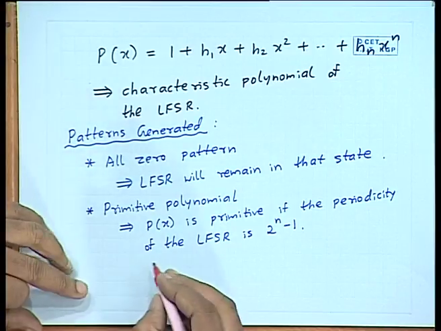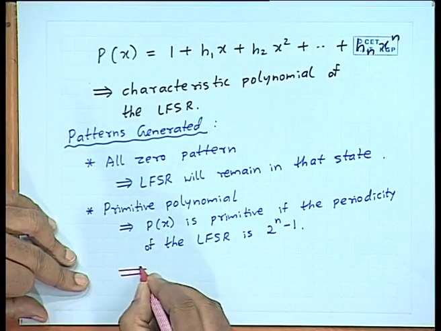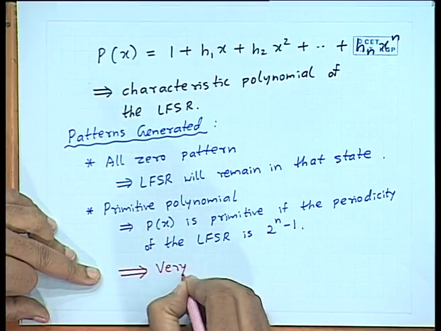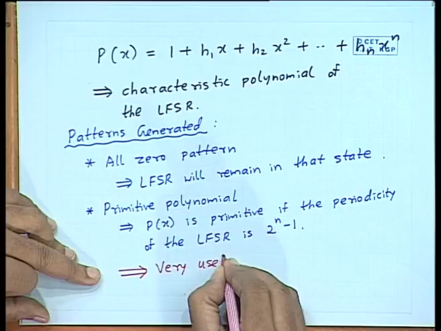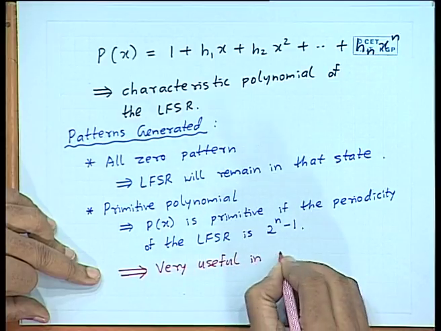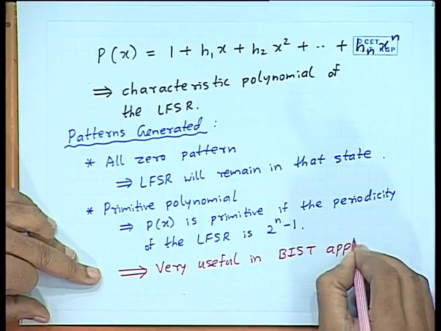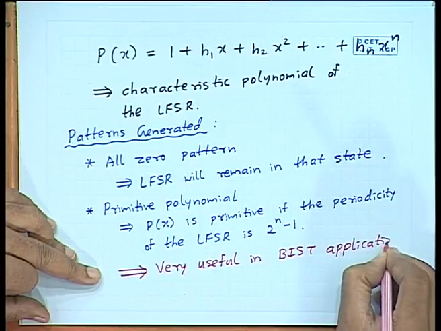So, this kind of primitive polynomial is very useful in BIST application. Very useful because suppose you start with a 32 bit LFSR, but depending on actually how many patterns you need, you can potentially go up to 2 to the power 32 minus 1, so many patterns. So, you have entire flexibility.